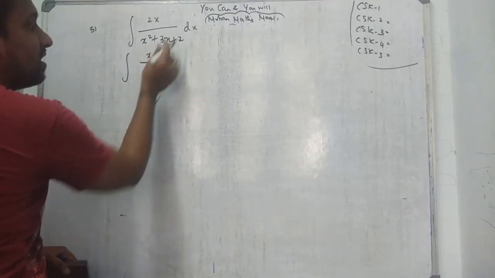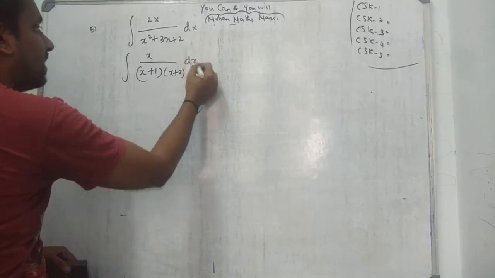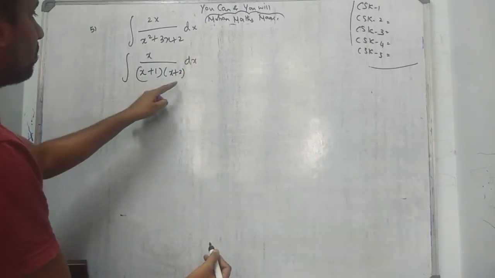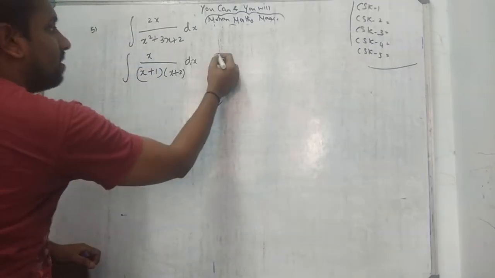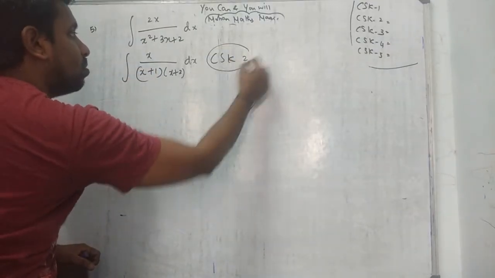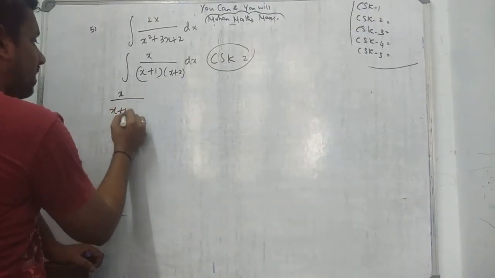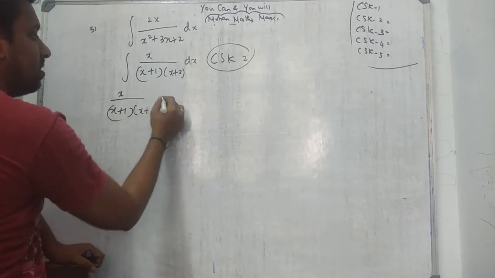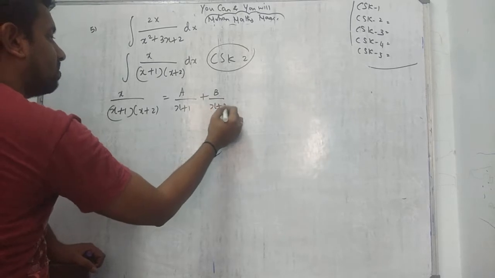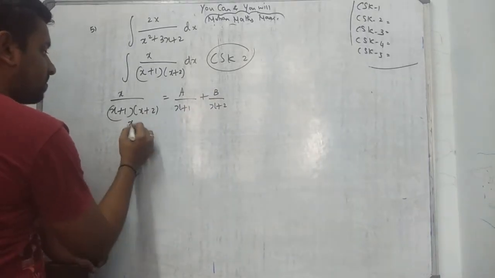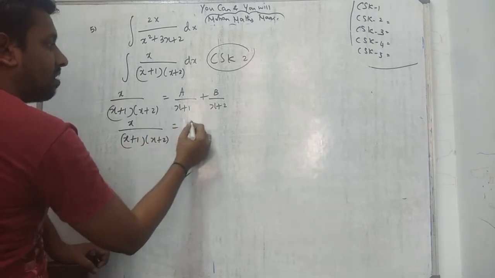Is it possible to factorize? Yes, it is possible. x plus 1 times x plus 2, from the class 8 portion. Now it becomes a case with two brackets in the denominator. It is easy now. x upon x plus 1 into x plus 2 equals A upon x plus 1 plus B upon x plus 2. Therefore take the LCM.